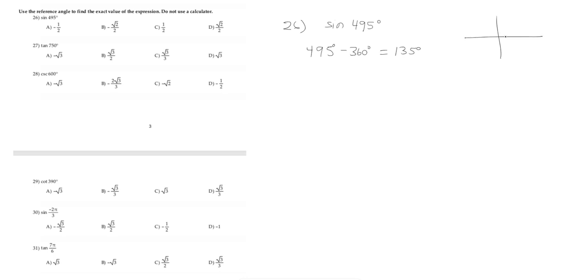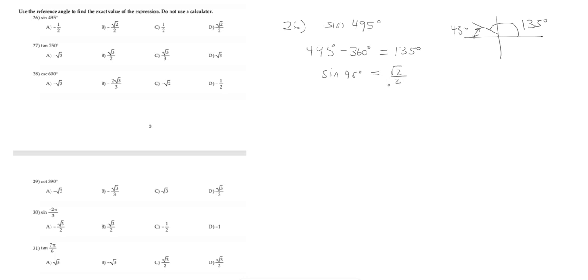135 lies in the second quadrant. 135 degrees. Okay, and then my reference angle is, obviously, this one, alpha, which is 45. So now compute sine 45. And sine 45 is the famous root 2 over 2.